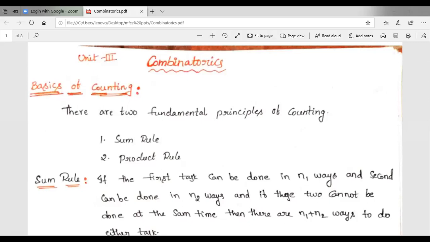In this class, we are going to discuss combinatorics, unit 3. Combinatorics is just a study of finite or countable structure, meaning we have different arrangements of a group of items or a list of items. To study that finite countable structure is called combinatorics.